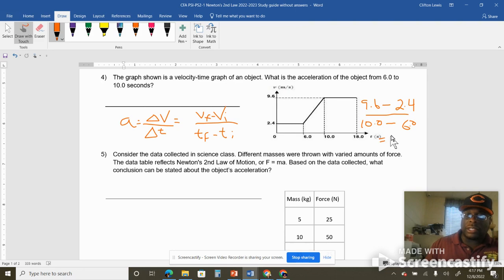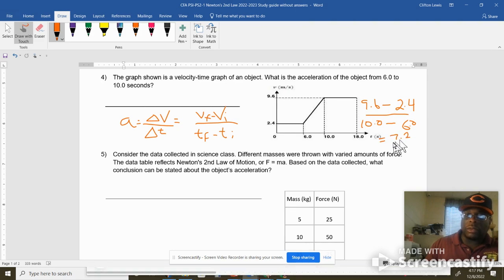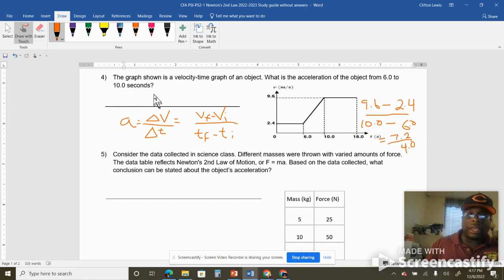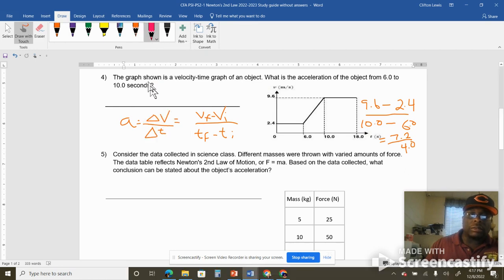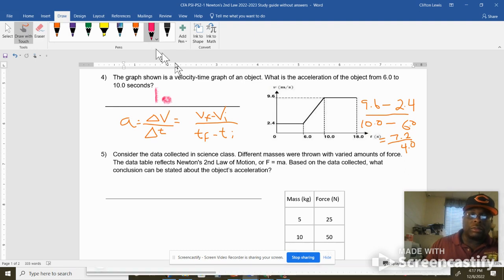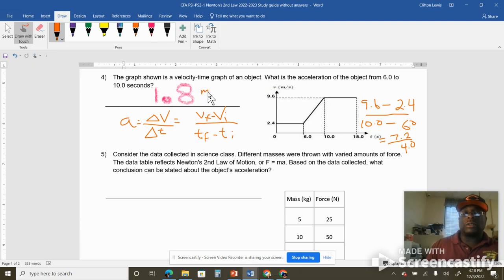That's going to break down to 7.2 over 4.0. I put that in my calculator. I have 1.8. There you go, 1.8. And this is acceleration. As meters per second squared.